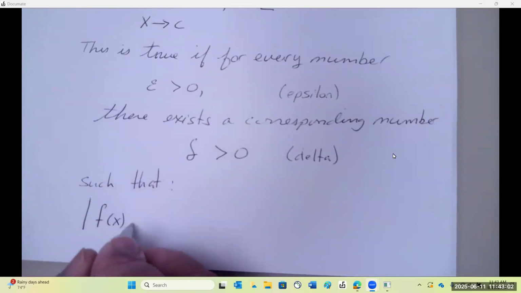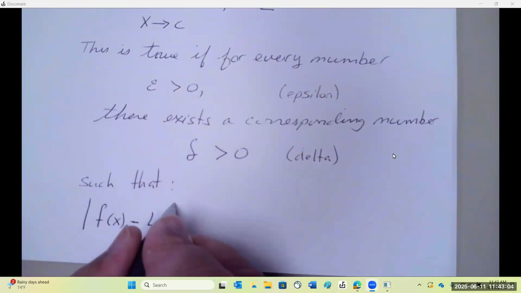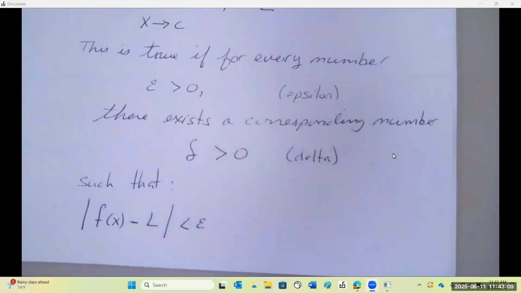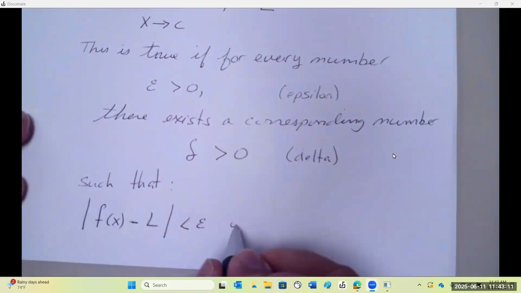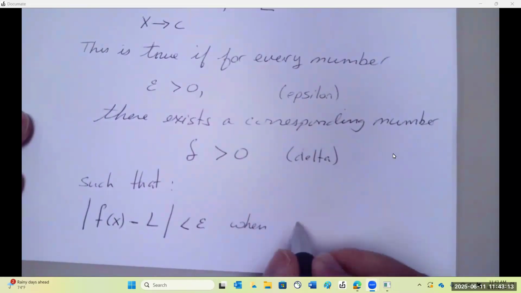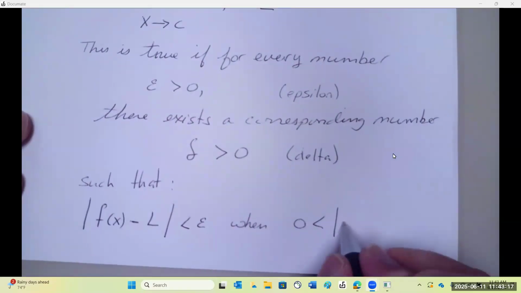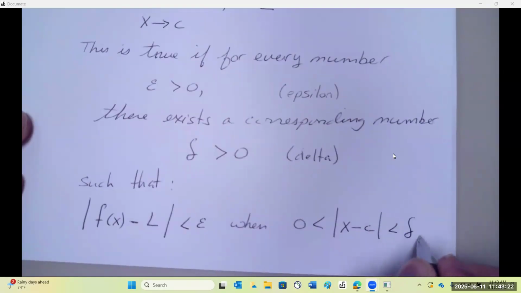The distance from our function to our limit value is less than some epsilon when the absolute distance of our x to our c value is less than delta.